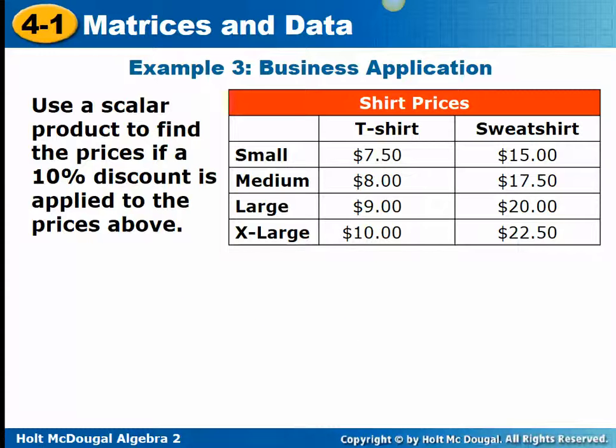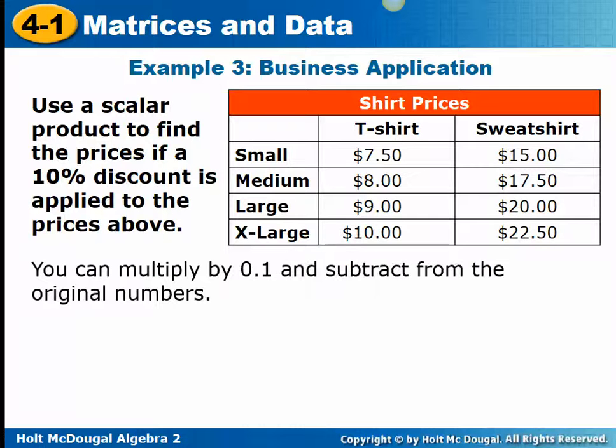We could use this in an application problem, a real-world type of problem where you're looking for a sale price. So we could put these shirt prices in a matrix. It would be 4 by 2, 4 rows by 2 columns. And then in order to find a 10% discount, you would multiply that matrix by the scalar of 0.1. 10% is the same as 0.1.